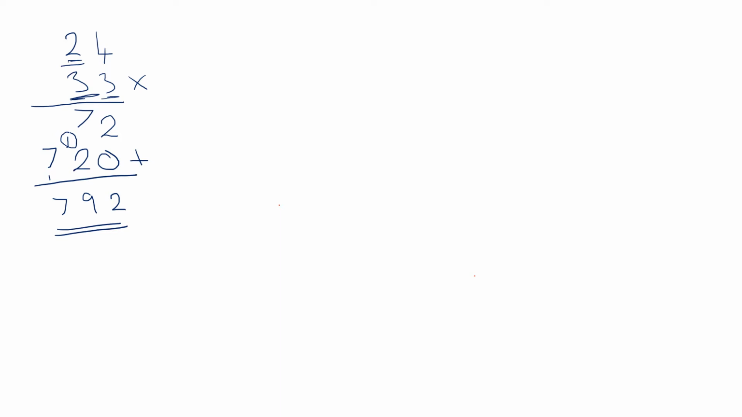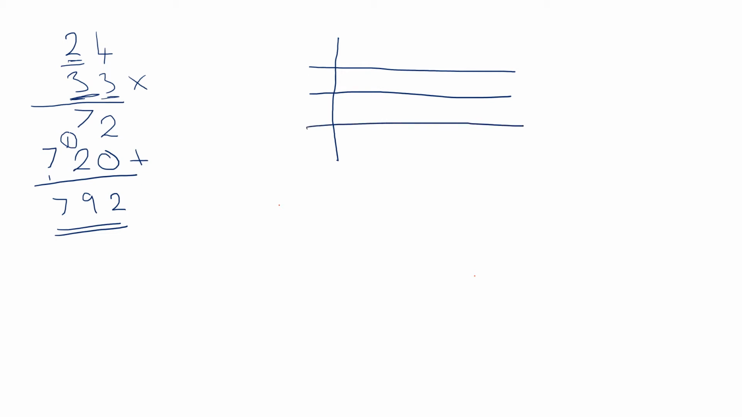Now, the other method, which you probably know how to use, and I'm guessing some of you use, is the grid method. So we start off by drawing a grid. Of course, if you do this, you'll be using a ruler, so it'll be neater than mine. So let's have our rows there, and we need our columns coming down here. Okay, so I do my 20 in there, I do the 4 in there, I do my 30 here, the 3 there. I'm multiplying the two together.